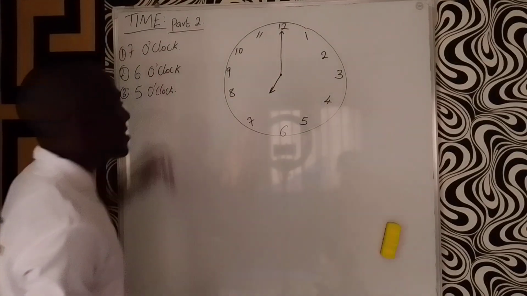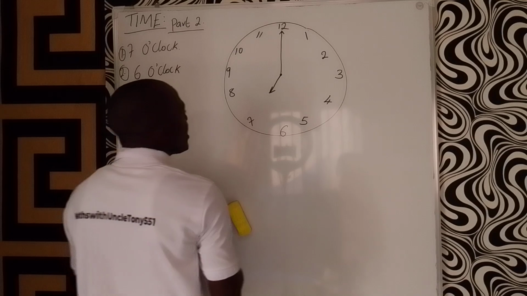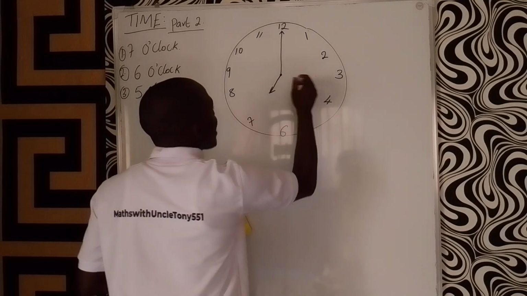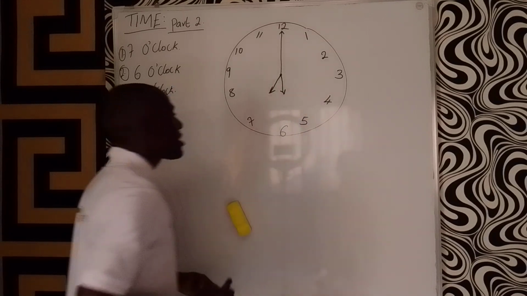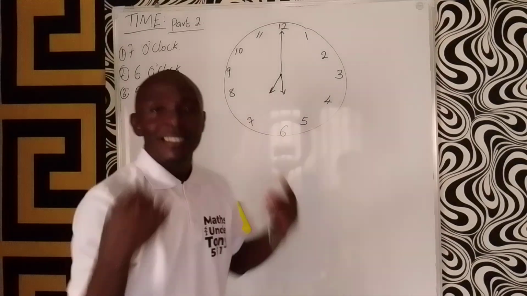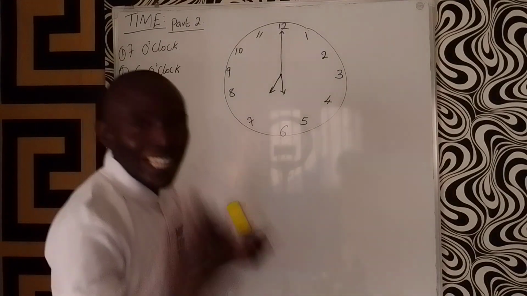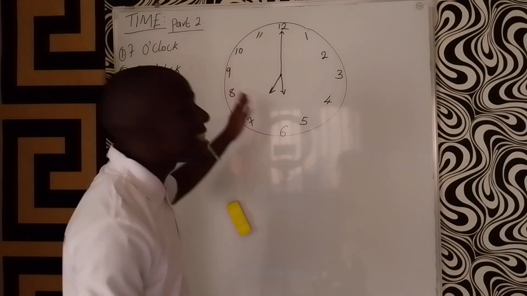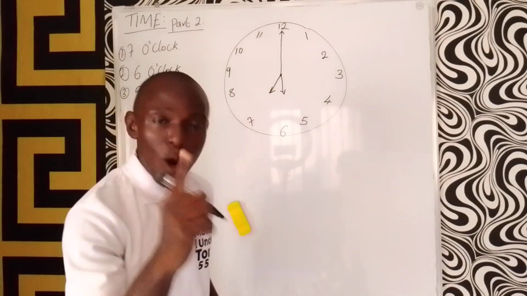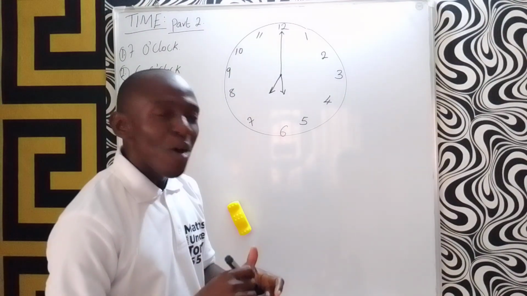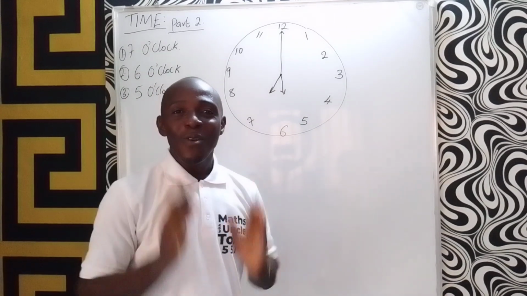What if the hour hand is pointing at 6, so what do we say it is? When it is pointing at 6 here, it is still 6 o'clock. What if it's pointing at 3, it is 3 o'clock. When it's pointing at 8, it is 8 o'clock. The long hand must be pointing at 12. Then the short hand pointing at any number, then you say it is that o'clock.